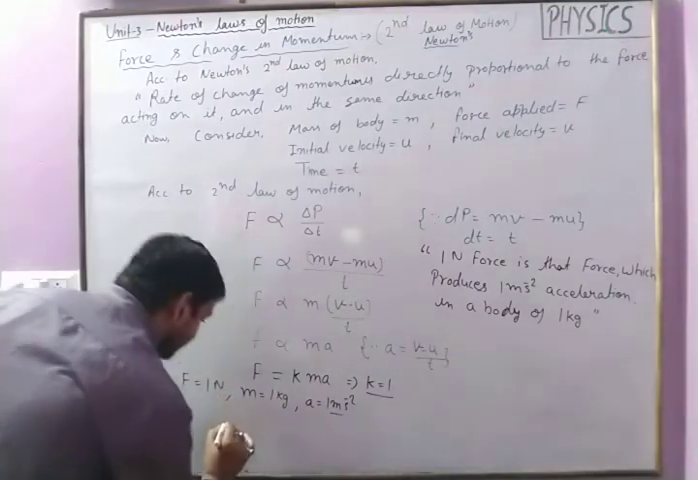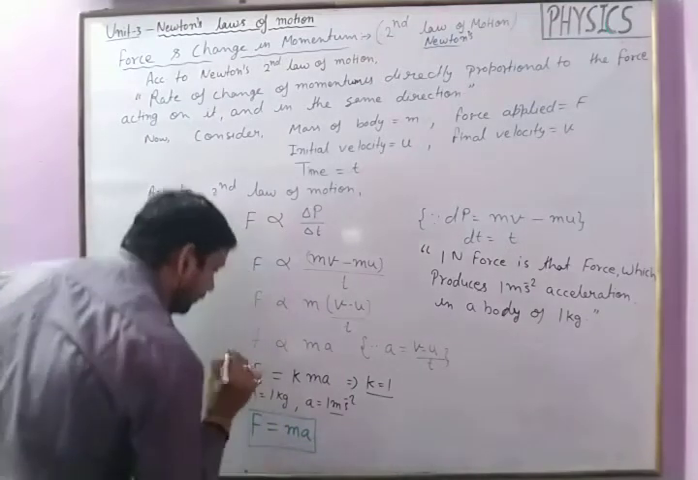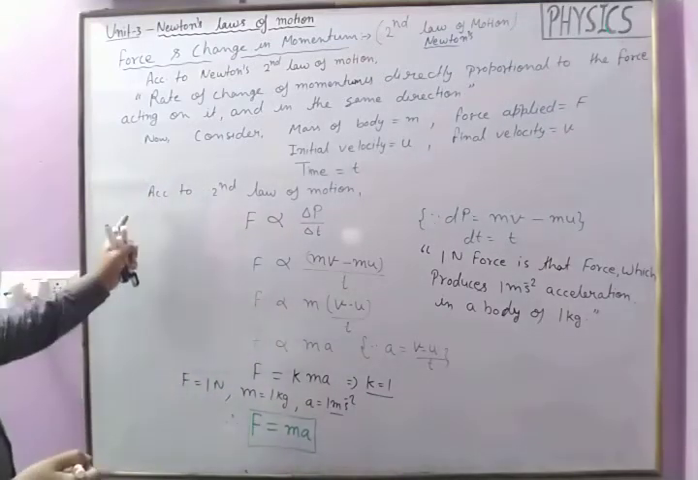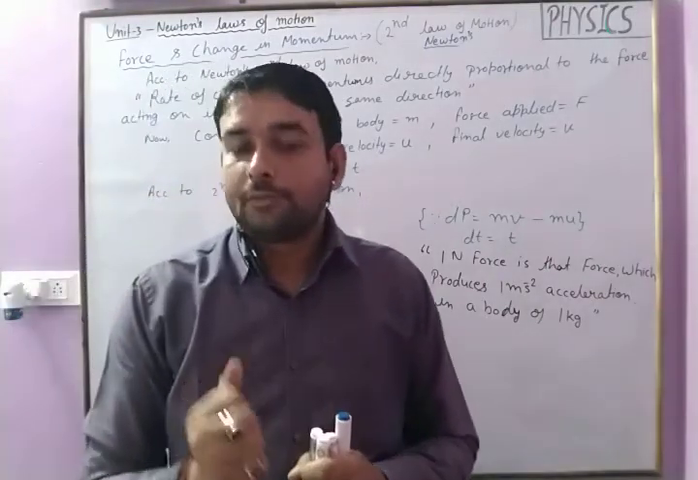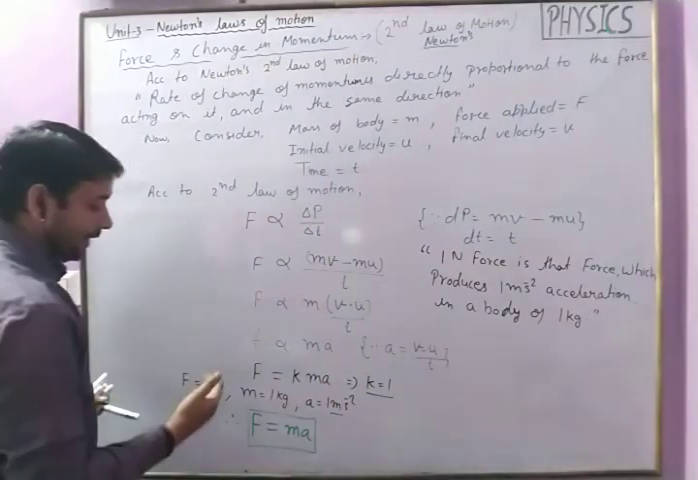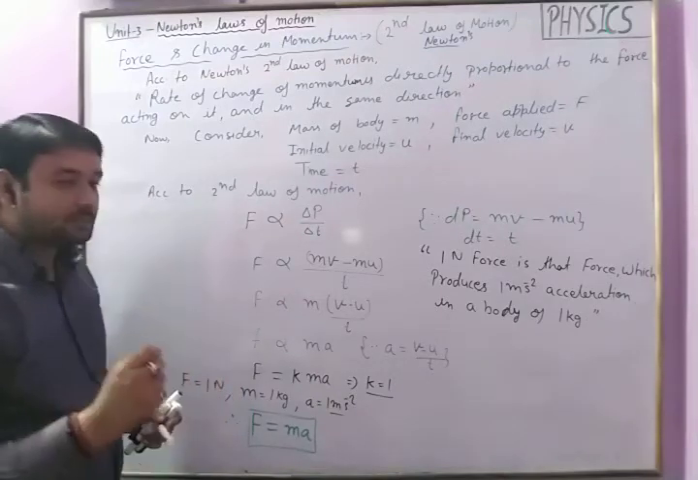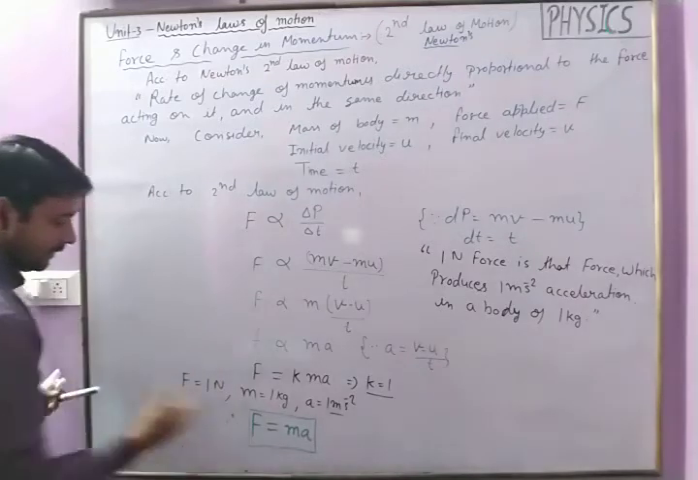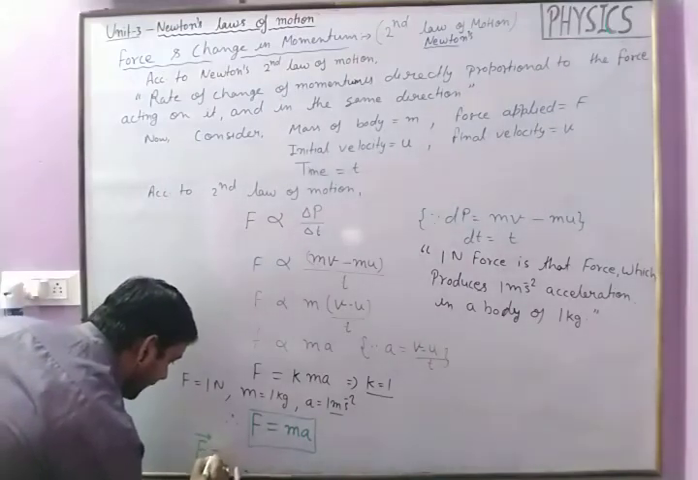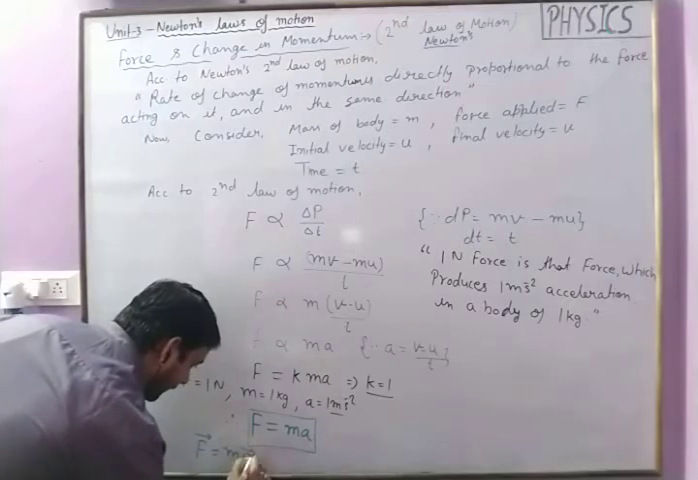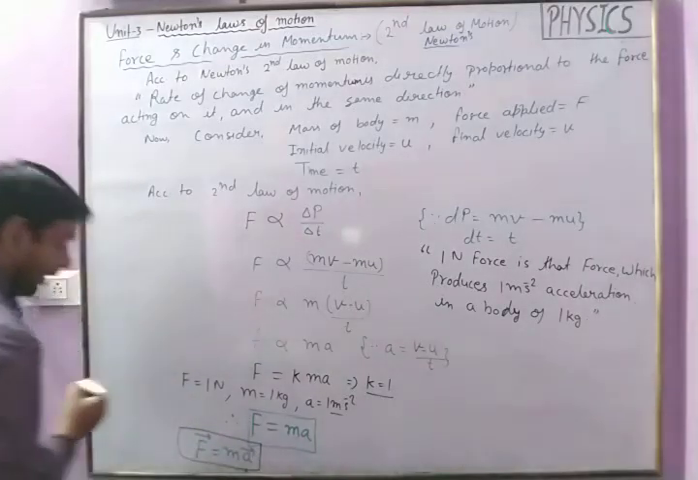Therefore we get force is equal to ma. Okay, this is the quantity which Newton explained in his first law, that is, force is the quantity which tries to change the state of motion or rest of a body. This force is a vector quantity, and in vector form it is written as m and vector a.